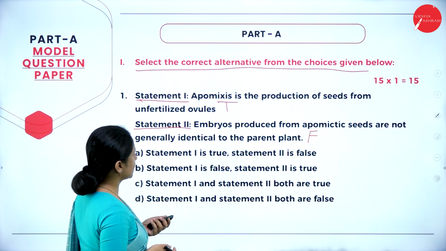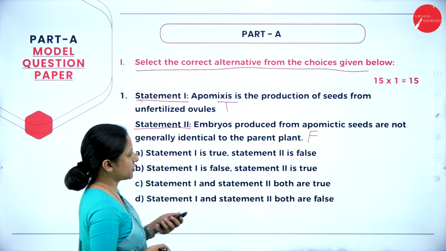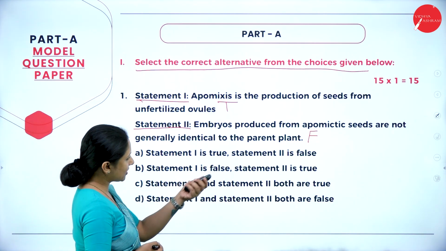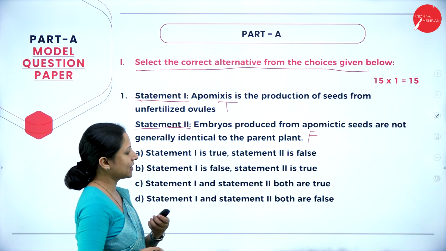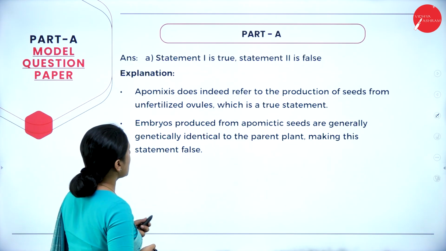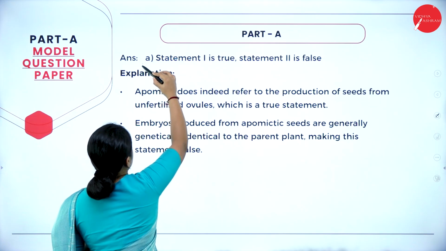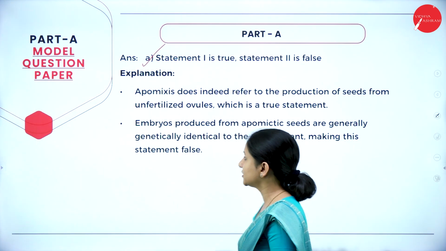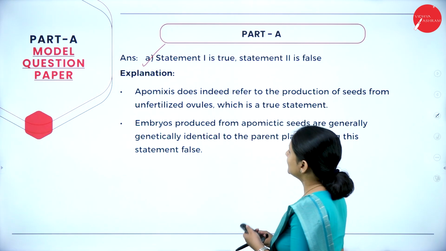So, they have given the options here. Statement 1 is true, statement 2 is false; statement 1 is false, statement 2 is true; statement 1 and statement 2 both are true; statement 1 and statement 2 both are false. So, we'll look into the answer. The answer is A, that is statement 1 is true and statement 2 is false. So, the explanation goes like this.